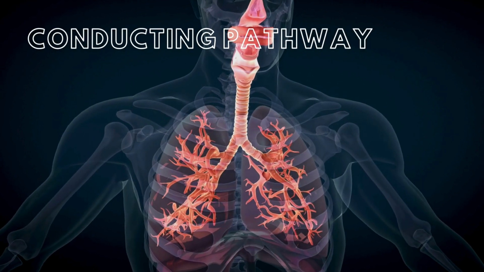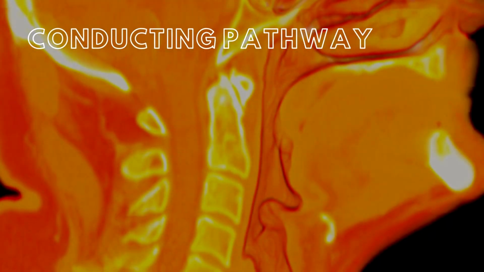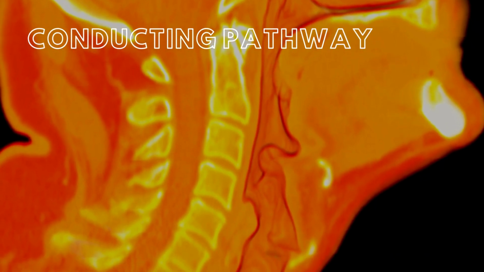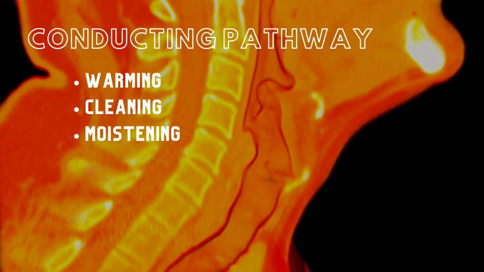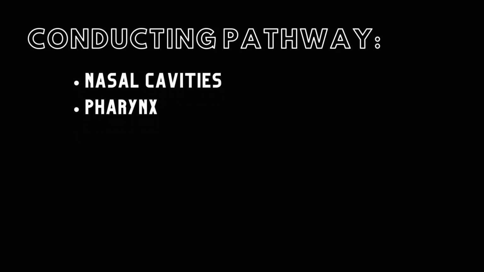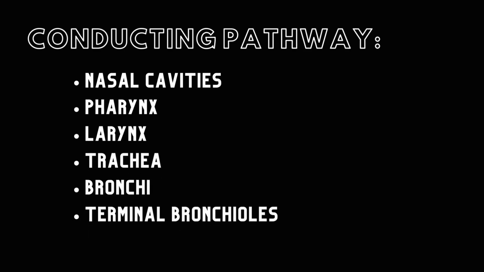The structure of the conducting pathways are not anatomically designed for gas exchange. Instead, they condition inhaled air, which includes warming, cleaning, and moistening the air. The structures of the conducting pathways include nasal cavities, pharynx, larynx, trachea, bronchi, terminal bronchioles.